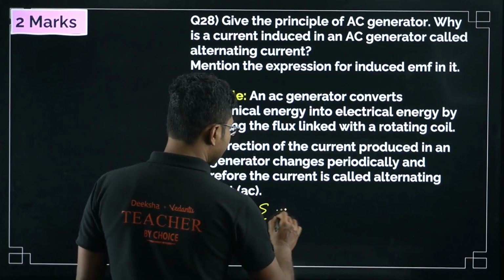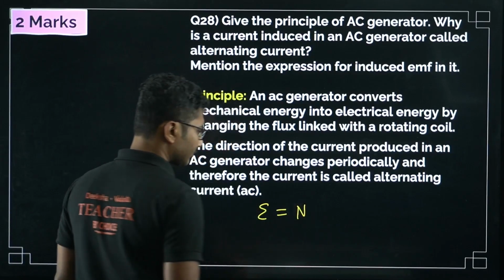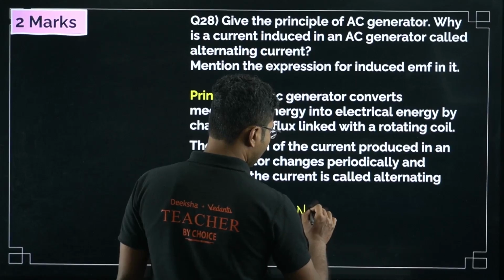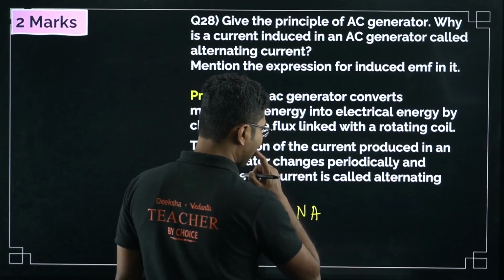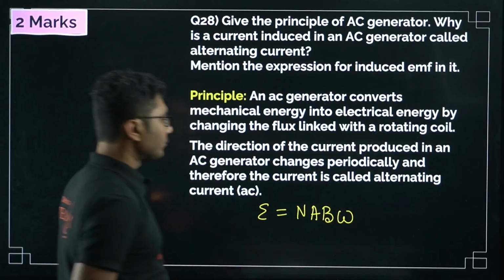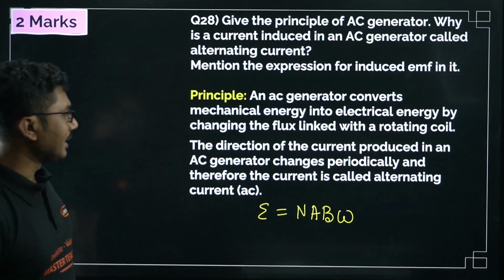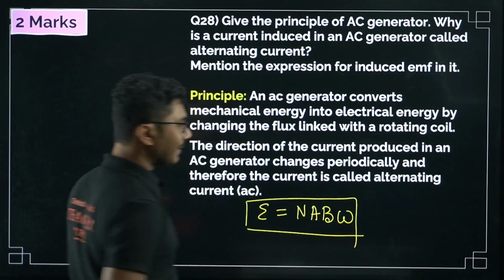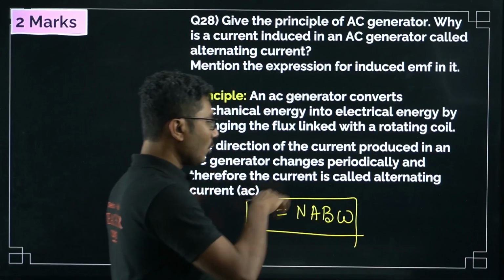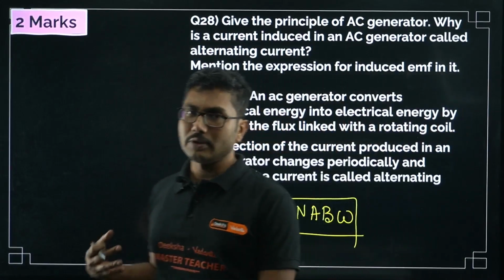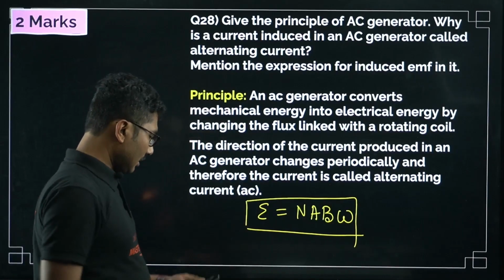So induced EMF is N, number of turns, area, magnetic field associated with it, and omega. So NAB omega is the EMF induced in the AC generator. Simple expression, NAB omega. Omega is the angular speed. If you increase the angular speed, more EMF will be induced, right? So this is the expression.